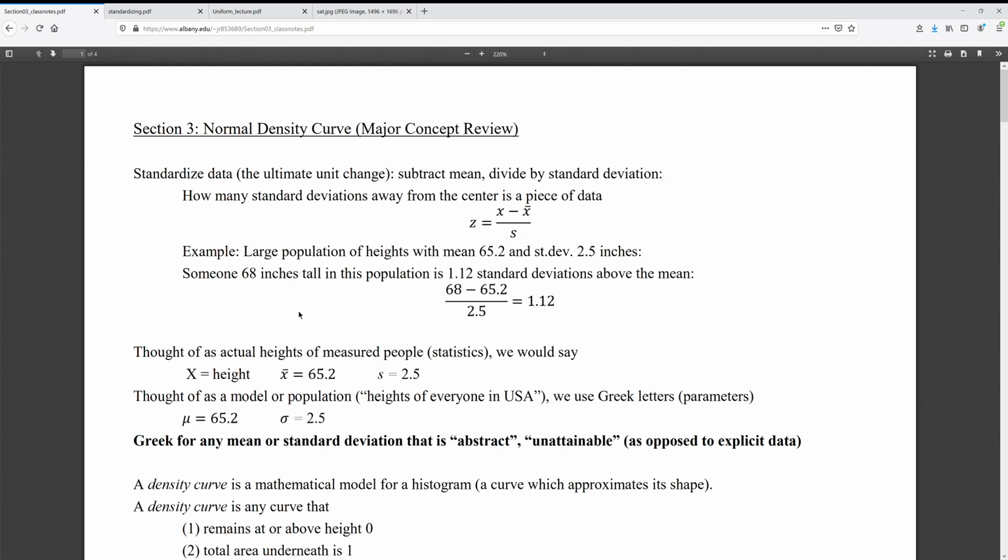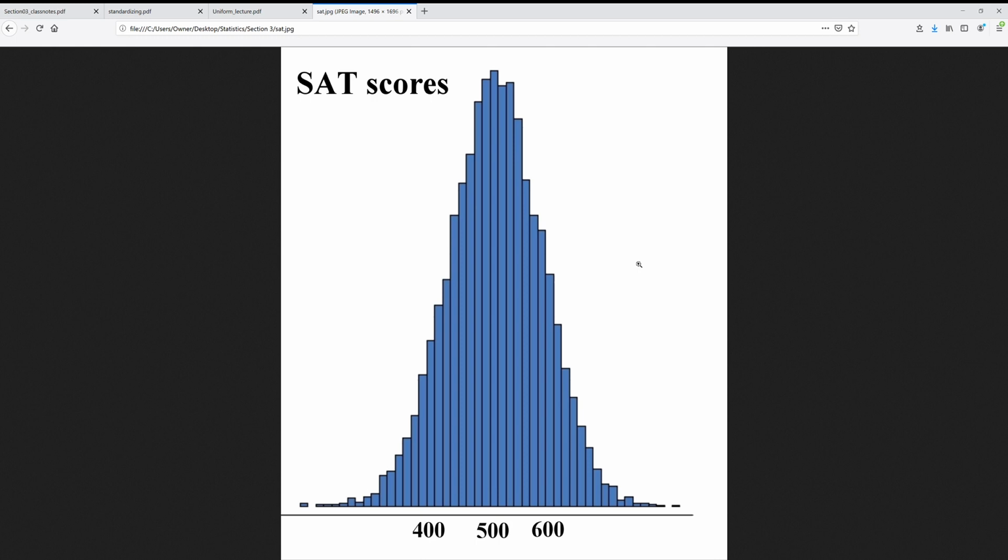Section 3. There's a lot going on in Section 3. What we're building to is the idea of a density curve, and normal density curves in particular. However, there's a lot to talk about first. The idea of a density curve is a curve that approximates the shape of a histogram. You know the sort of thing I mean.